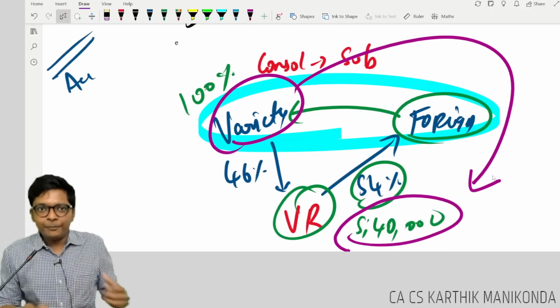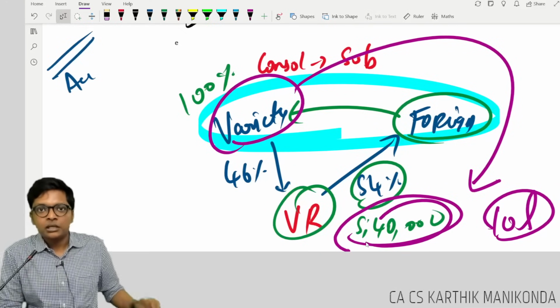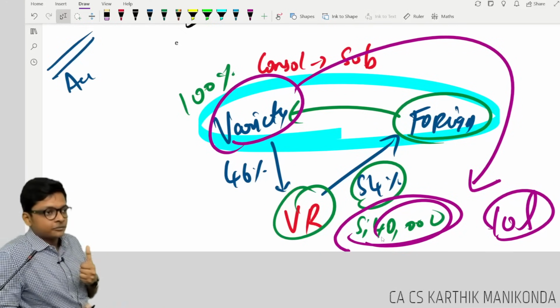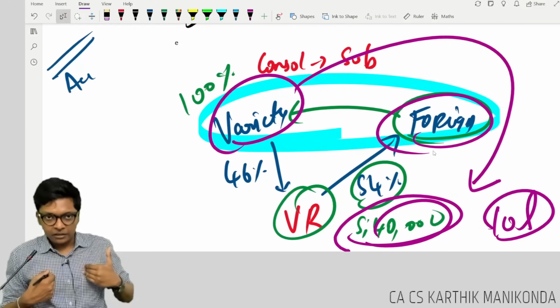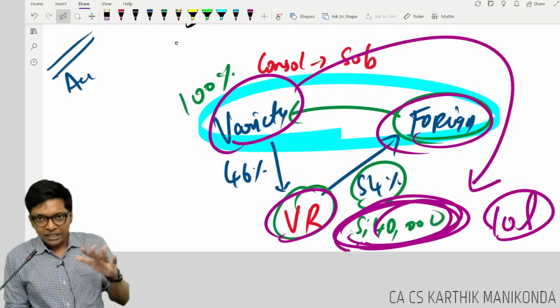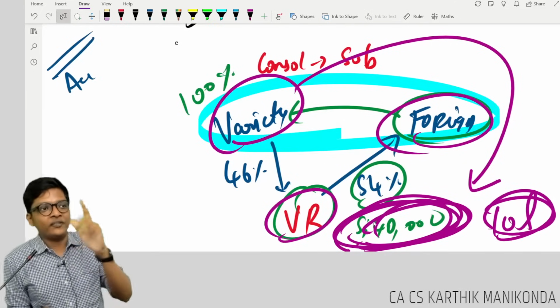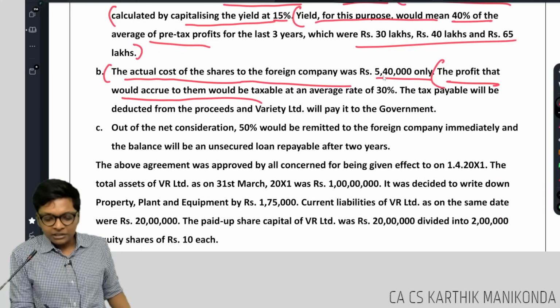Now the profit is what Variety is going to pay them. Let's say, for example, Variety is paying 10 lakhs. Then the profit is 10 lakhs minus 5 lakh 40. Are you understanding? See, if you are the foreign entity, you purchased VR for 5 lakh 40. Now whatever consideration I get minus my cost will be profit, correct? So my cost is 5 lakh 40.